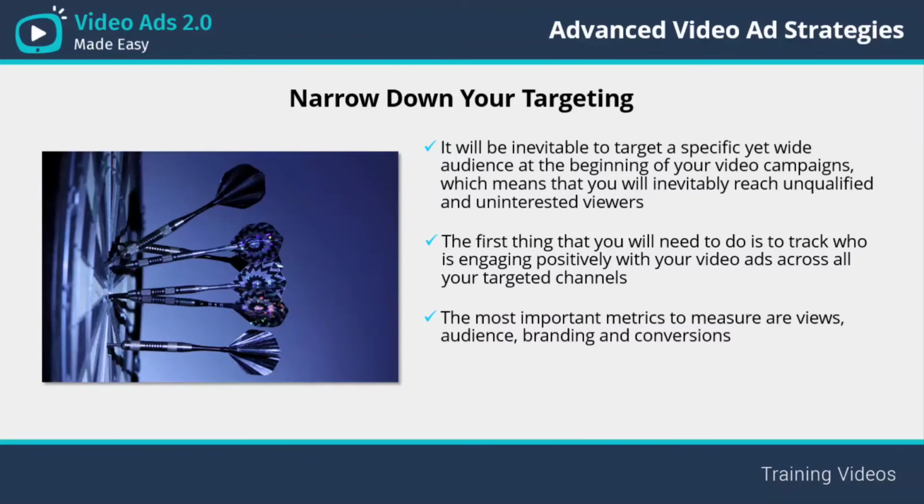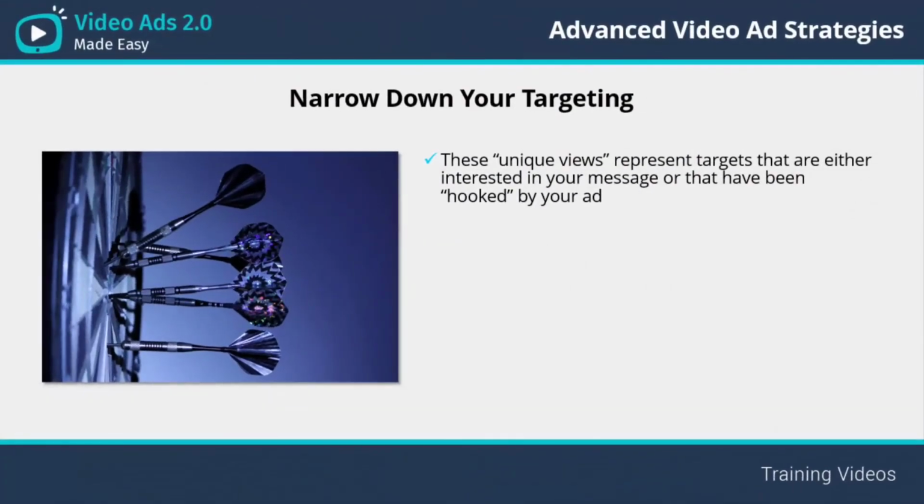Views refers to how many qualified views you are getting from your audience. Please note that views and audience have to be measured in relation to each other, not separately. The best way to do this is by qualifying views as unique views, where unique views are every single time a video ad was watched by someone without skipping, or at least for most of its run. These unique views represent targets that are either interested in your message or that have been hooked by your ad. You can find these unique views in some analytic tools and dashboards as view-through rates, or VTR.